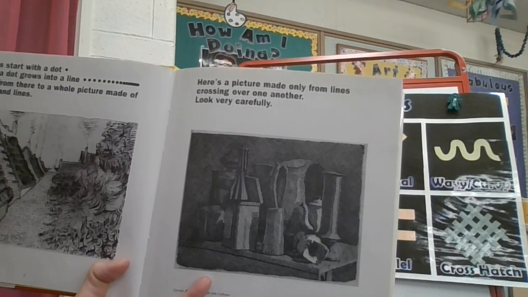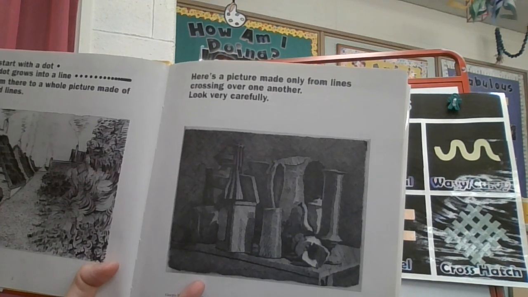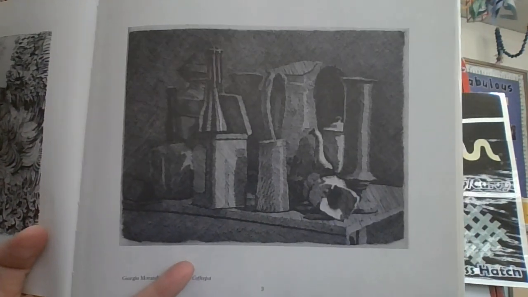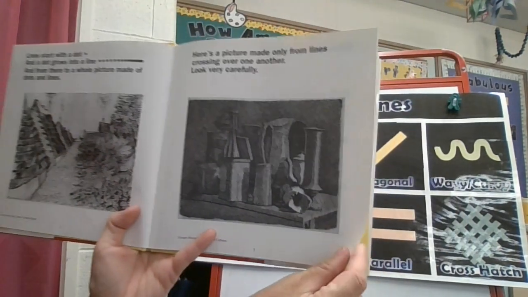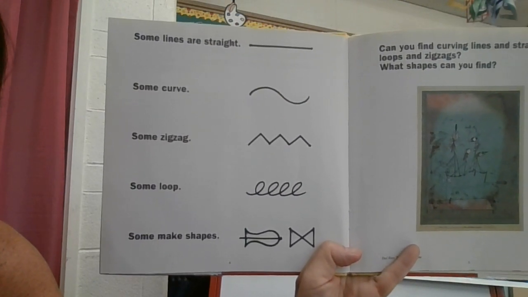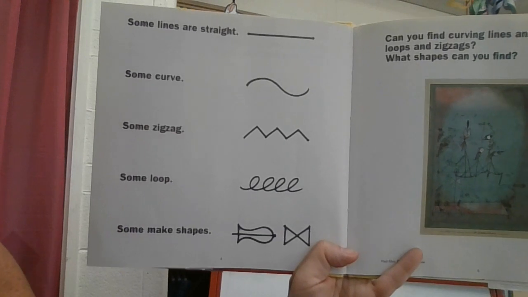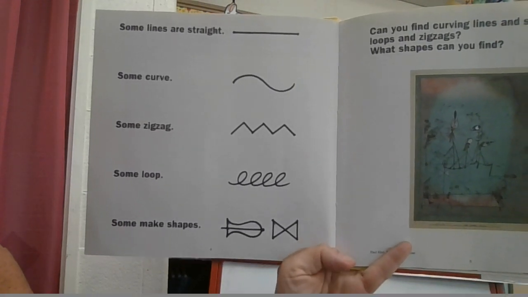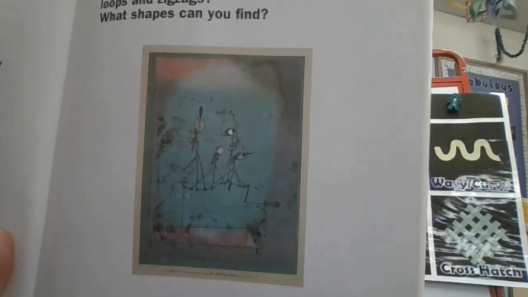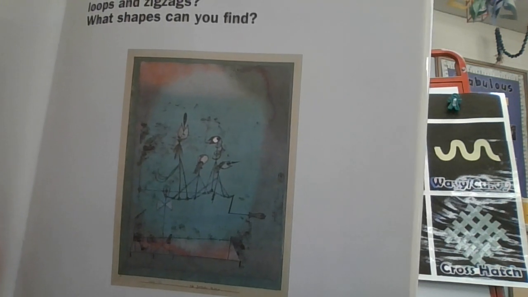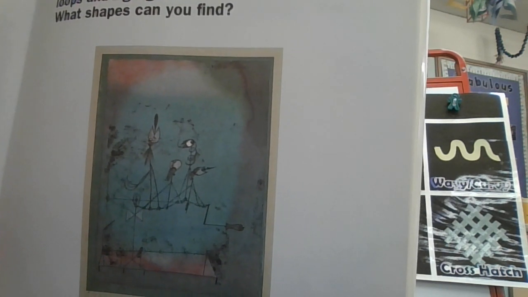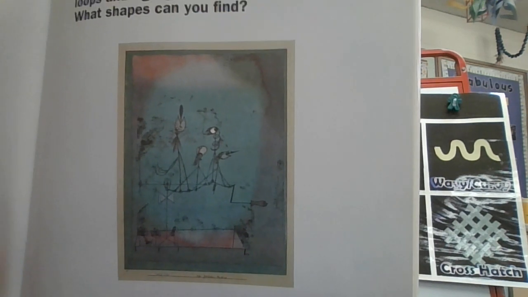Here's a picture made only from lines crossing over one another. Kind of that crosshatch we discussed. Look very carefully. Some lines are straight, some curve, some zigzag, some loop, some make shapes. Look at this picture here. Can you find curving lines and straight ones? Loops? Zigzags? What shapes can you find?